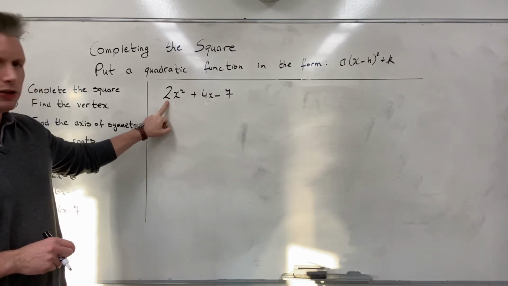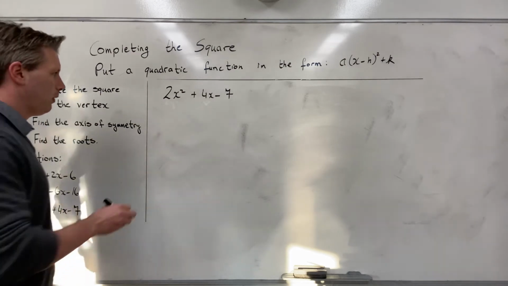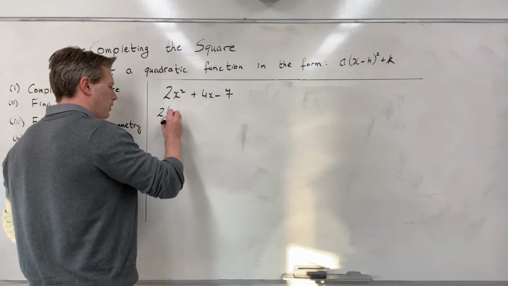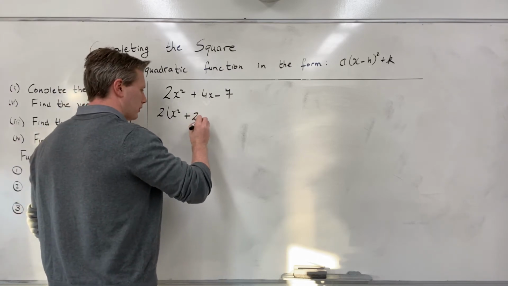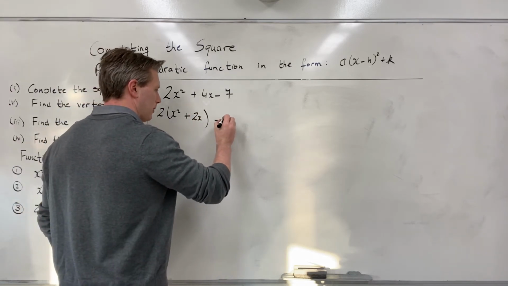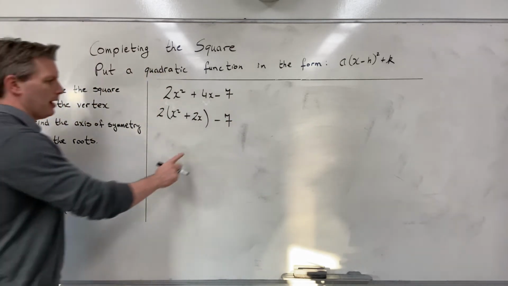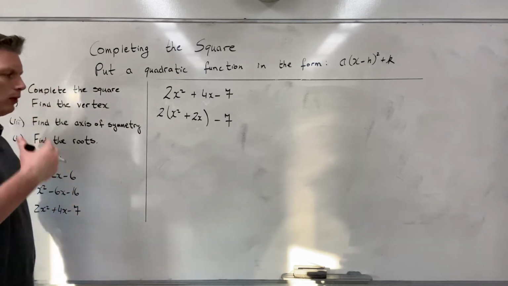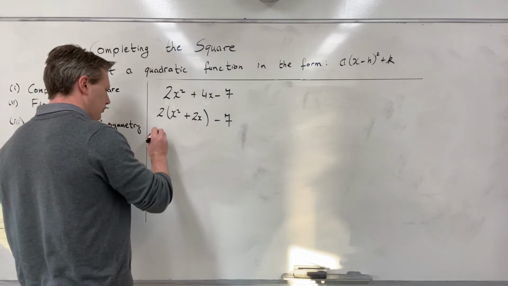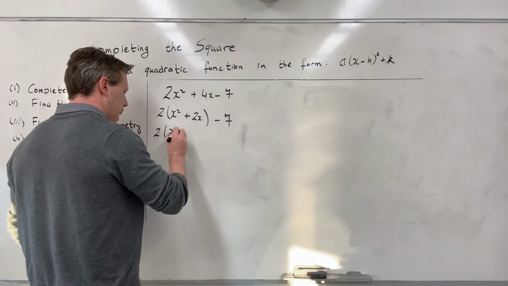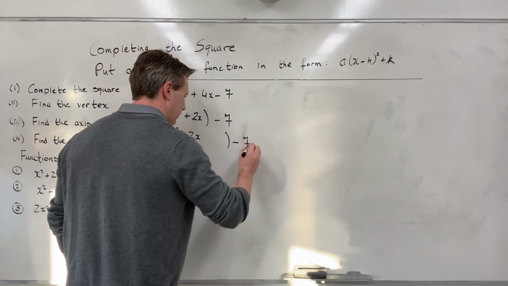So the leading coefficient is 2. So I'm going to factor out a 2 out of this term and a 2 out of this term. That will give me 2 on x squared plus, if I factor out a 2 out of here, I'm left with 2x. I'll close my parentheses and I have a minus 7 over here. So that's the first thing I'm going to do. I'm now going to just focus on what I did last time. I'm going to just focus on this part here. So that gives me 2 on x squared plus 2x minus 7.